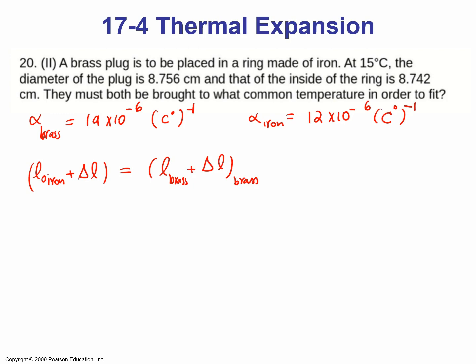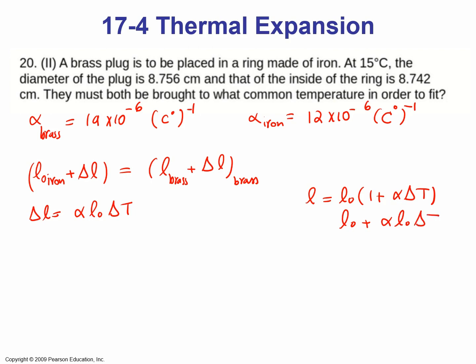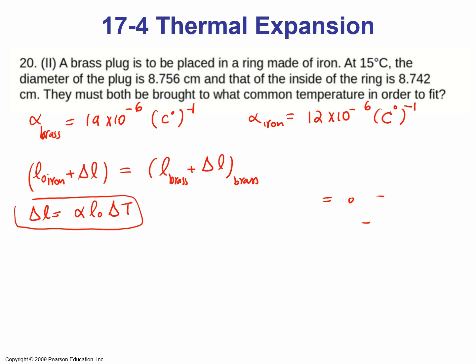And if you plug in the values for delta L, delta L is equal to alpha L naught delta T. Remember that we had L equals L naught times (1 plus alpha delta T). So we have L naught plus alpha L naught delta T, and we call this part delta L. That's how I wrote down this equation: delta L is equal to alpha L naught delta T. Okay, let's erase this stuff from here. We know it from before.